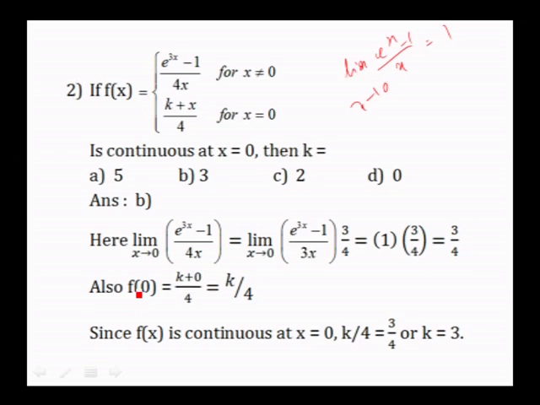ಸೊ f(0), ಈ k plus x by 4 ನಲ್ಲಿ x ಇದ್ದಲ್ಲಿ 0 ಹಾಕಿ, because when x equals 0 you get f(0). k plus 0 by 4 is k by 4. So these two must be equal since he has given that it is continuous. ಆಗಿದ್ರೆ ಅವಾಗ ಏನಾಗಿರಬೇಕು, ಆ limit of f(x) as x tends to 0 is equal to, continuity ಡೆಫಿನಿಷನ್ ಅಲ್ಲಿ ನಾವು ಹೇಳಿದೀವಿ, limit of f(x) as x tends to 0 must be equal to f(0). So this is continuous if this f(0) value is equal to this 3 by 4. So k by 4 is 3 by 4, or k is equal to 3. So option B is correct. Answer is B.